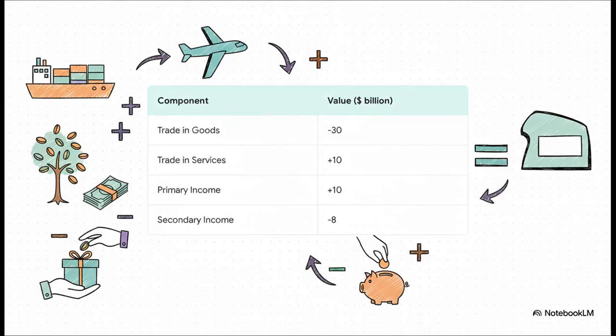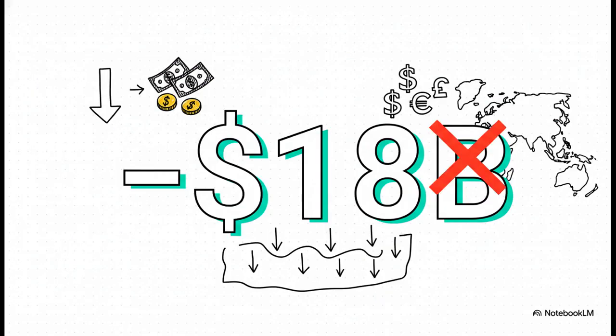All right, let's put this into practice. Question 1 asks us to calculate the current account balance with this table. And it's actually pretty straightforward, which is nice. We just have to add up the 4 components. So we've got negative $30 billion for goods, plus $10 billion for services, another plus $10 billion for primary income, and then a minus $8 billion for secondary income. And that brings us to a grand total of negative $18 billion. Now, the most important thing here is that negative sign. What does it mean? It means this country has a current account deficit. Simple as that. More money flowed out than came in.